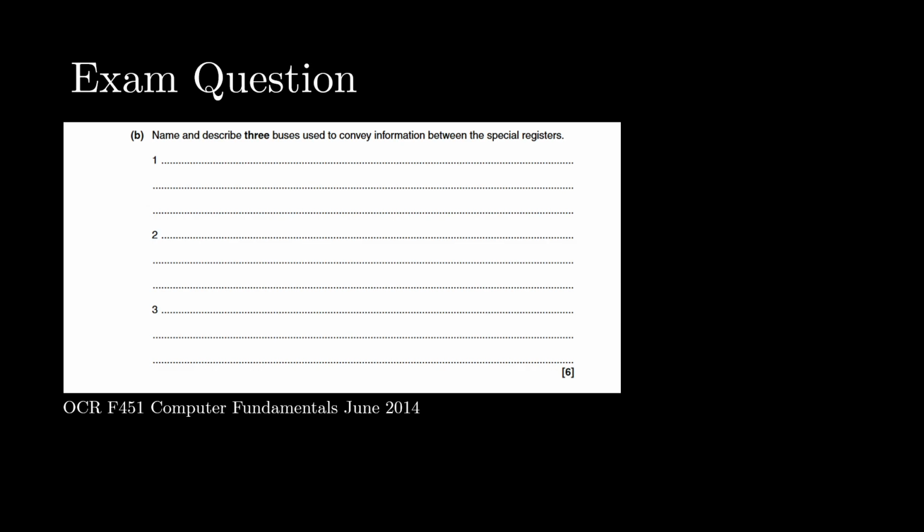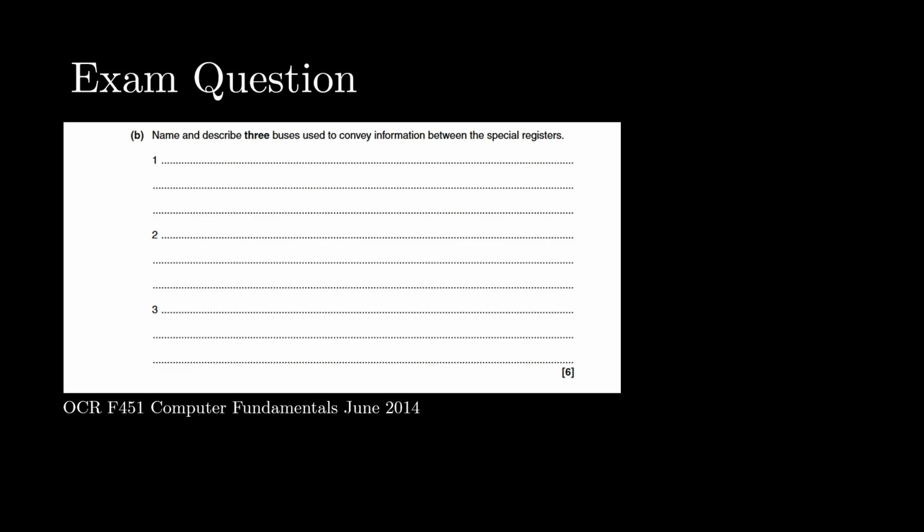Anyway, this question just asks us to name and describe 3 buses that are used to convey information between the special registers. And the special registers, by the way, are just registers that I talked about in the previous video. So like the accumulator, the MDR, MAR, or the CIR.